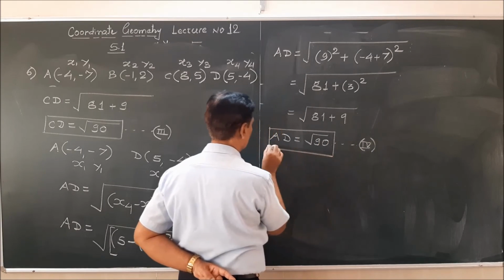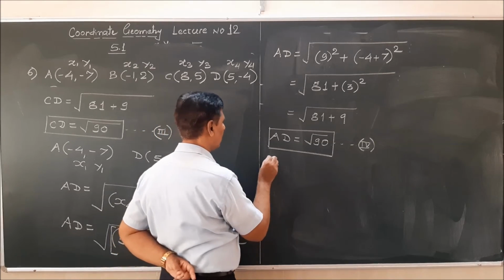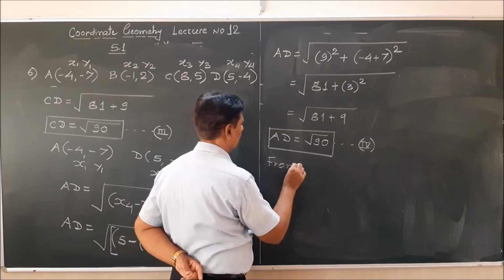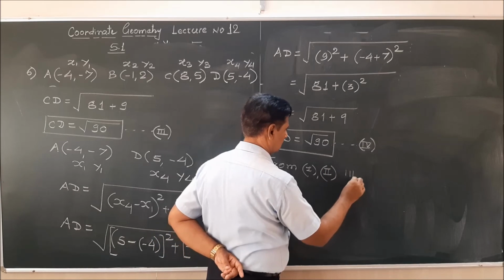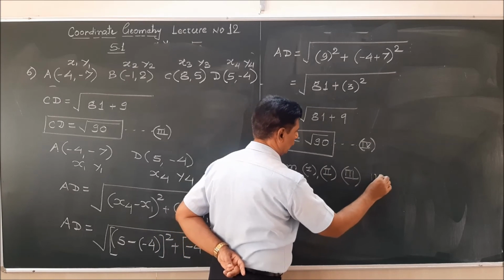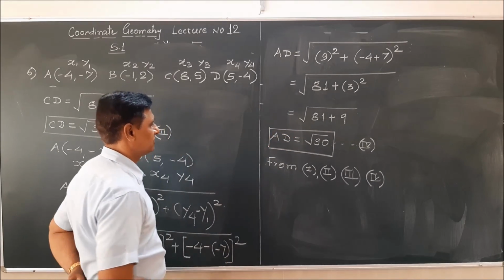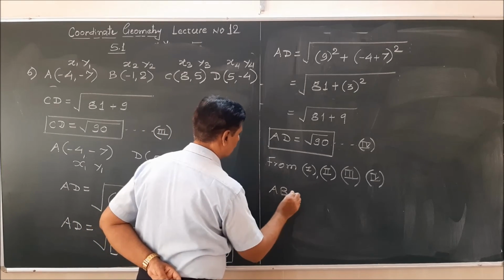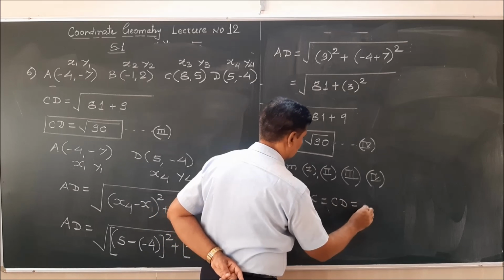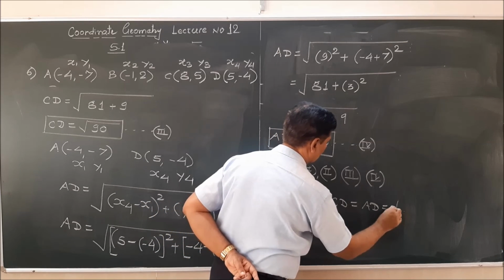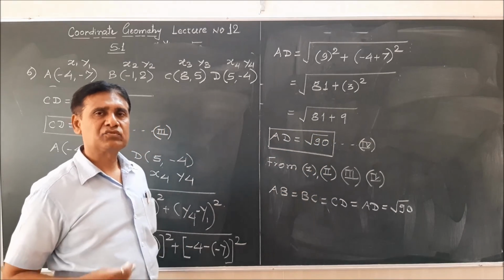So what result do we get? From 1, 2, 3, and 4, we get AB is equal to BC is equal to CD is equal to AD is equal to root 90. So all sides are congruent, and that is what we have to prove.